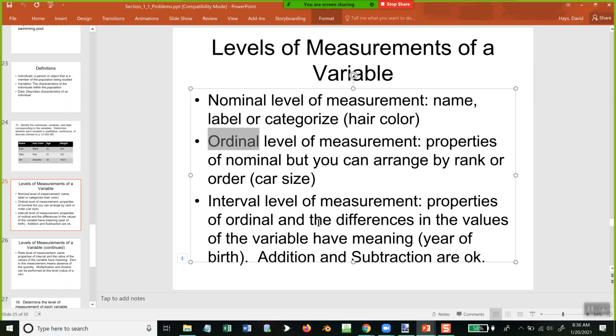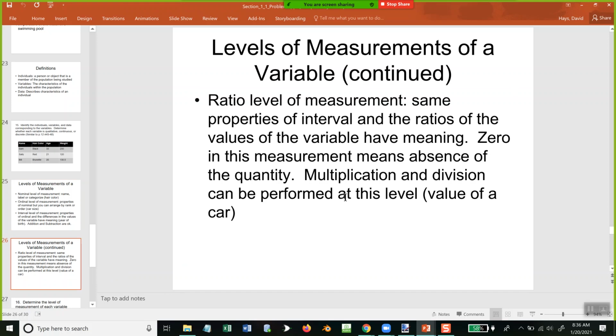Interval level measurement has the properties of ordinal, and differences in the values of the variable have meaning, like year of birth. Addition and subtraction are okay. And then ratio level measurement has the same properties as interval, and the ratios of the values of the variable have meaning. 0 in this measurement means absence of the quantity. Multiplication and division can be performed at this level. For example, value of a car.